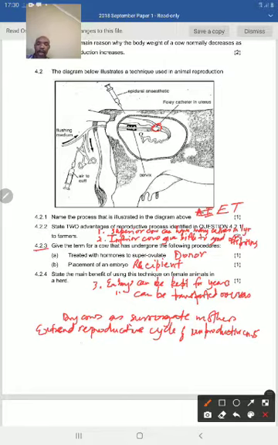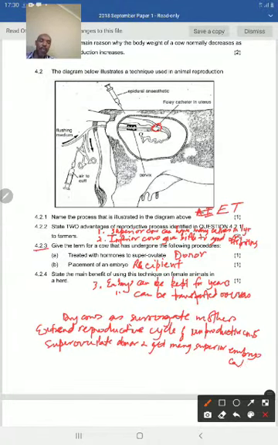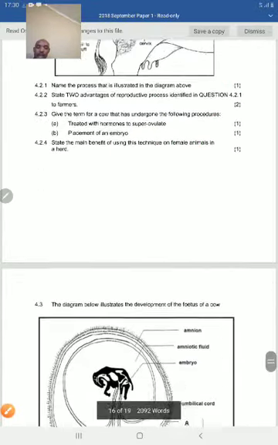Another one, you can superovulate the donor and get many superior embryos, which will become superior calves. You see? So that's the answer. Okay, let us continue.